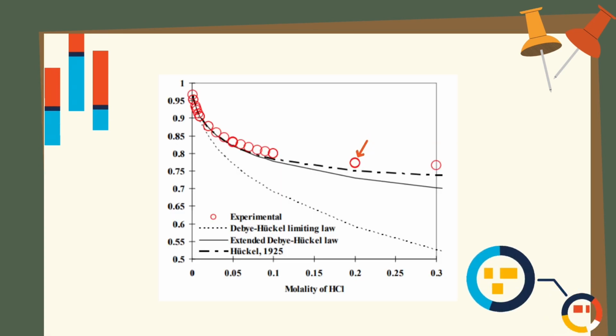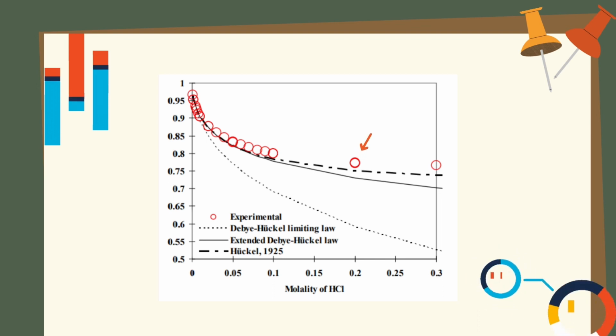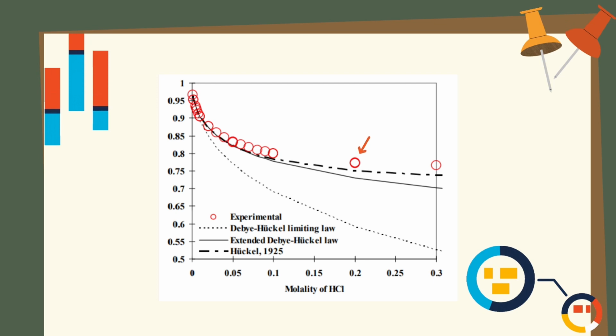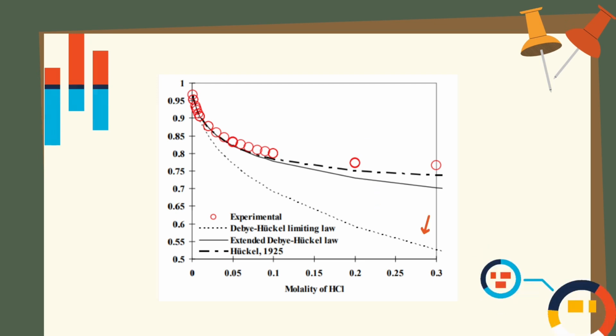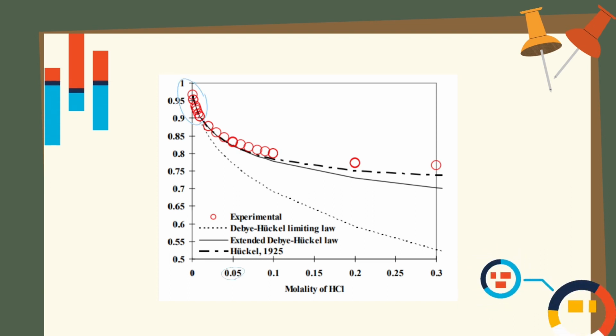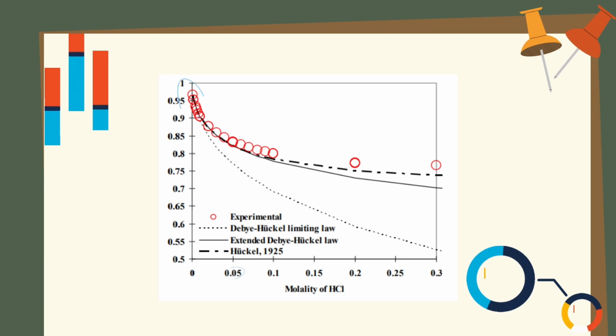In this figure, we are only going to look at three curves: the red symbols representing the experimental data, the solid line representing the values from the extended law, while the small dotted line is the values obtained from the limiting law. Obviously, the agreement of the Debye-Hückel limiting law can only be seen at the beginning of the curve, which has a molality lower than 0.05.